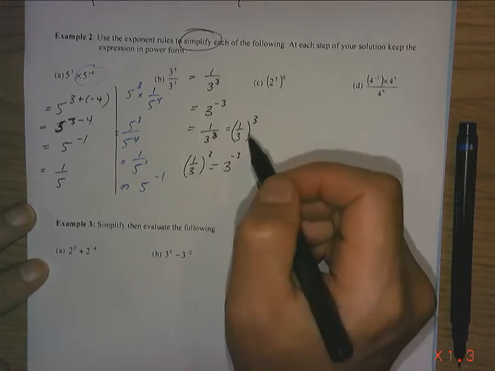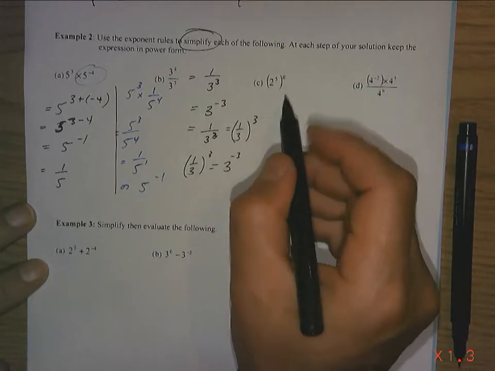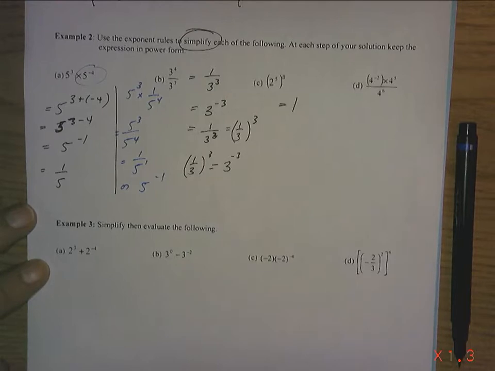2 to the 5 to the 0. Well, any base that's not 0 to the 0 equals 1, including 2 to the 5. So I'm done.